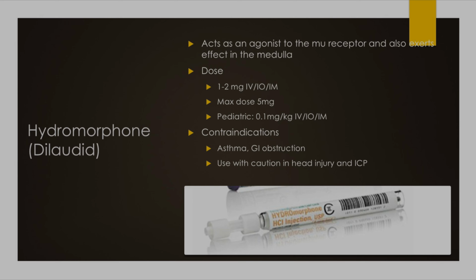Contraindications include asthma, especially if the patient is already in respiratory distress, and GI obstruction, since opioids slow peristalsis. Use caution in head injury and elevated intracranial pressure for the same reasons we've discussed with other opioids. Hydromorphone is effective analgesia, but it requires the same careful respiratory monitoring and reassessment you'd apply to any opioid.